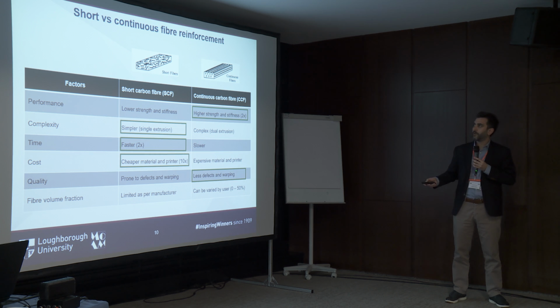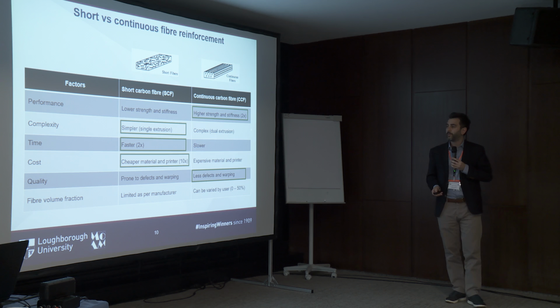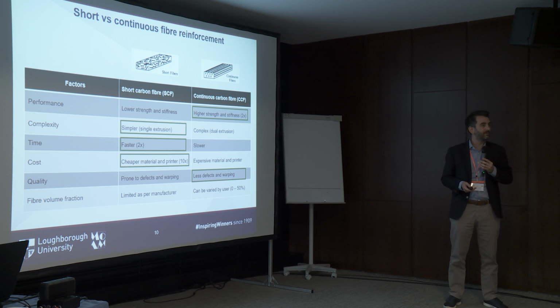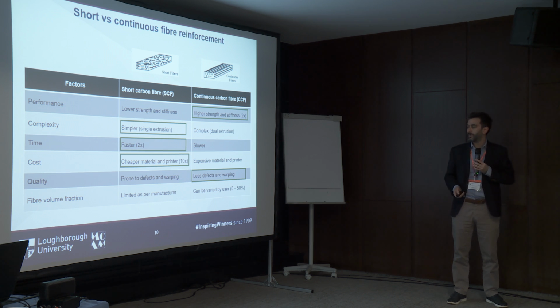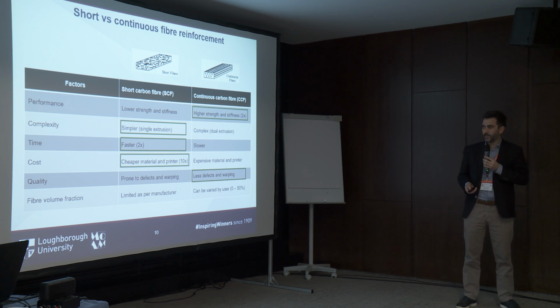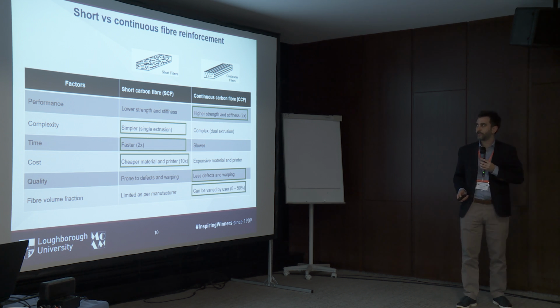The quality: these short carbon fiber composites are prone to defects, and we have lots of discussion about defects, and also warping. So if you are to print a large thin plate, like a tile for protection or armor, this needs to be taken into consideration. Nevertheless, there are ways to overcome it, but it adds complexity. Volume fraction, as I said, is limited as per the manufacturer, so there are other types of composites that come, say, with 10% or 30%. Here it's down to the user, okay?